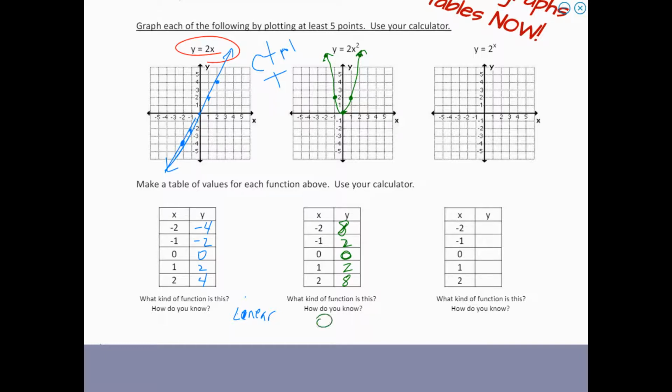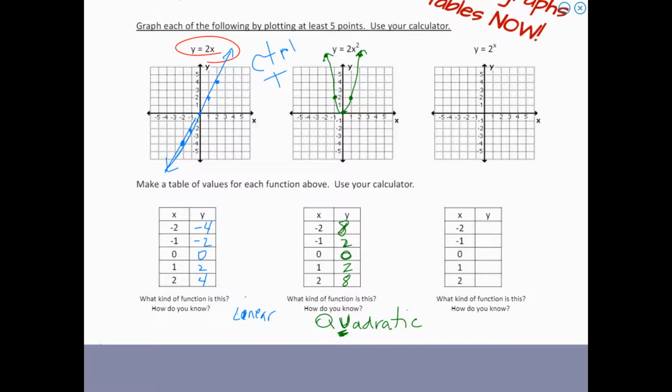So this one is quadratic. Remember I told you at the beginning of the year, Q always needs a U, right? So the function that's Q, quadratic, is always U-shaped.